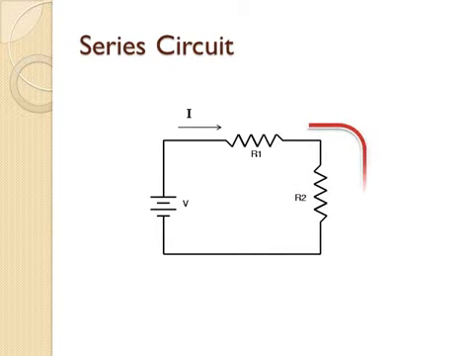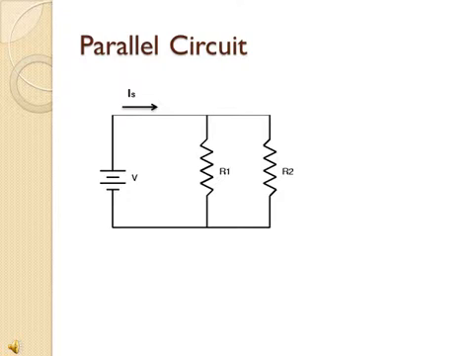If you look at a series circuit, the same current flows through all the components in the circuit. But in a parallel circuit, the source current is split between the branches. For example, in this case, IS is split into I1 and I2.